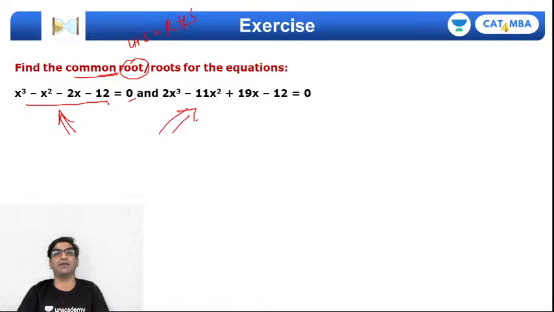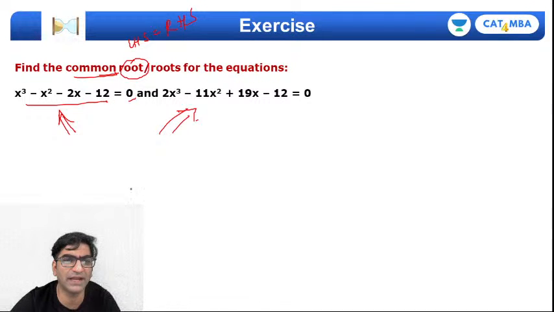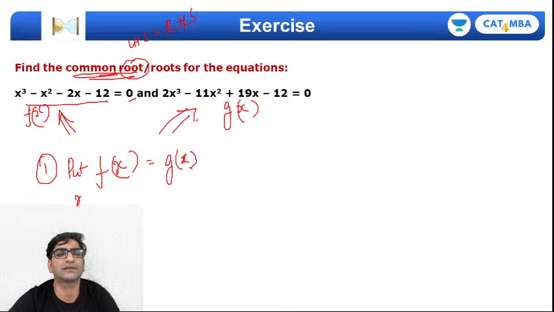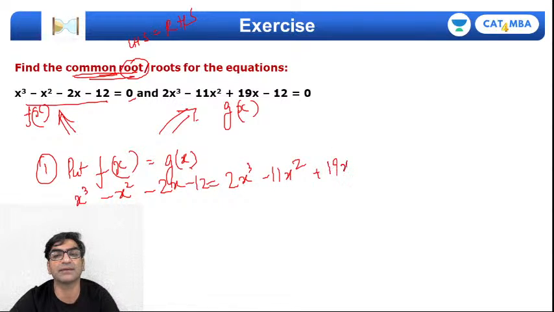if by giving the same input you are expected to get the output as 0, then can't you directly equate the two expressions? Can't we directly say, then let's say this is f(x) and this is g(x), right? Then can't we say, first step, if you want to find the common root, you put f of x equals g of x. तो ये करते हैं यहाँ पे, x cube minus x square minus 2x minus 12 equals 2x cube minus 11x square plus 19x minus 12.